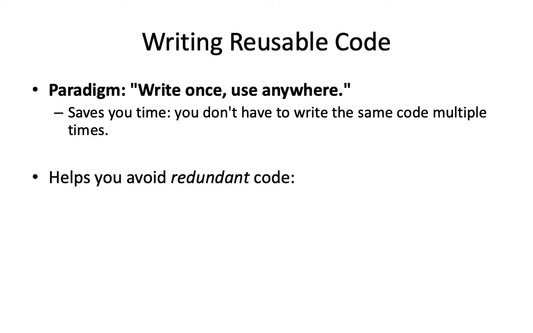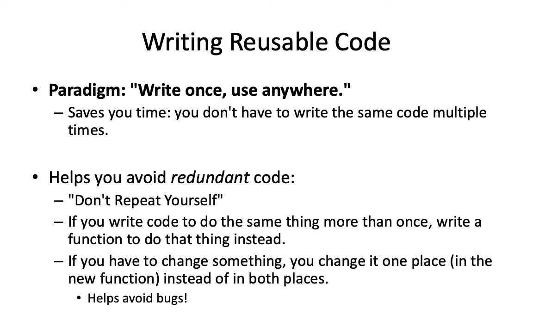This helps you avoid redundant code. Redundant code means code that you've duplicated, or there's multiple instances of that code throughout your program. A big thing in computer science is to not repeat yourself.